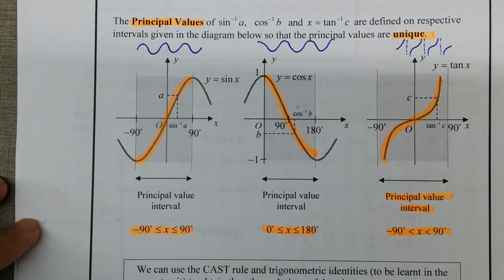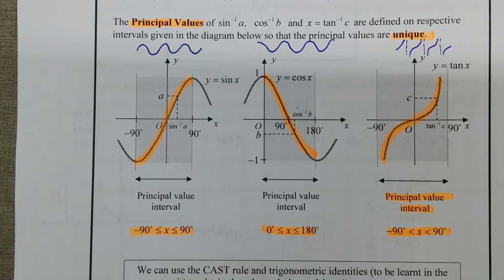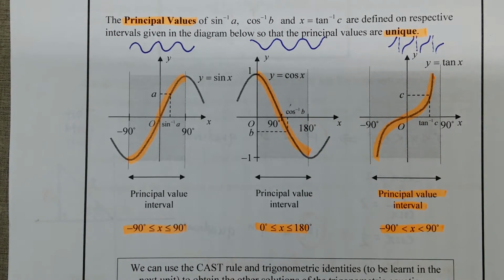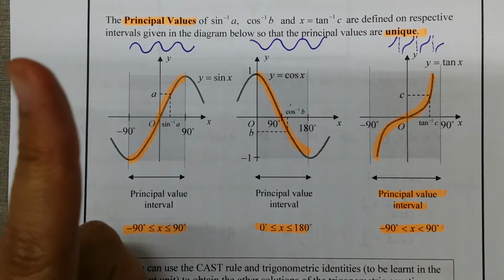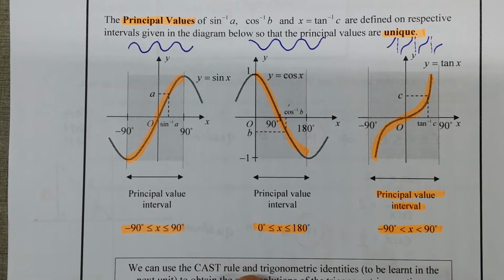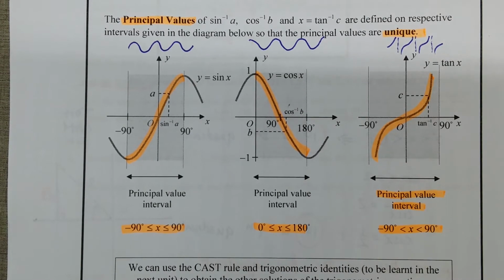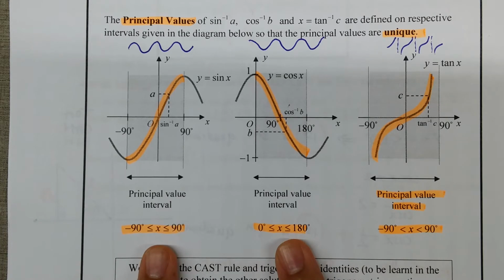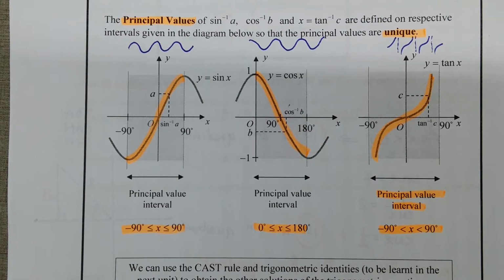After that we can use the CAST rule, or later on we'll learn trigo identities, to obtain the other solutions of the trigo equation. That means we have one answer first, then using the CAST rule we can find the other solutions. Why is this important? Principal value interval. Last year in O levels, it shocked many students. The question appeared.